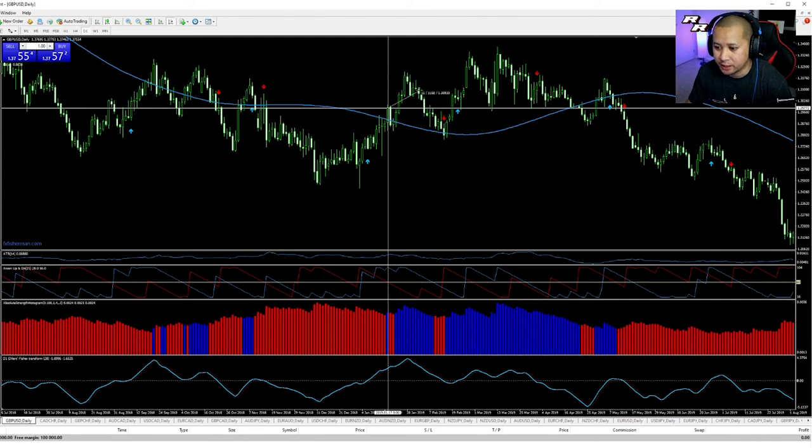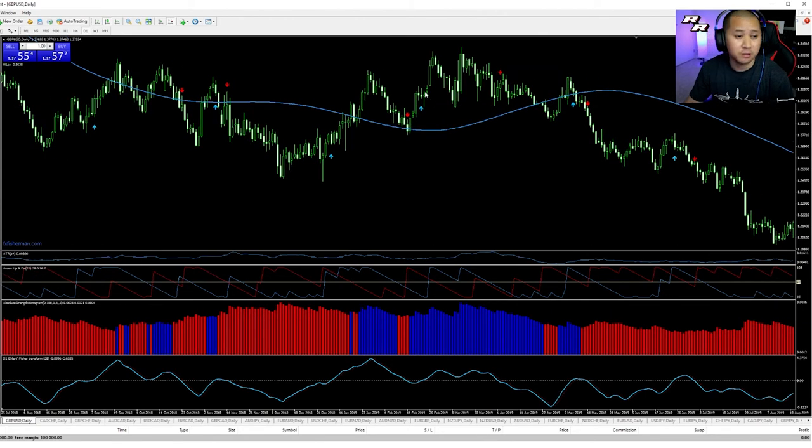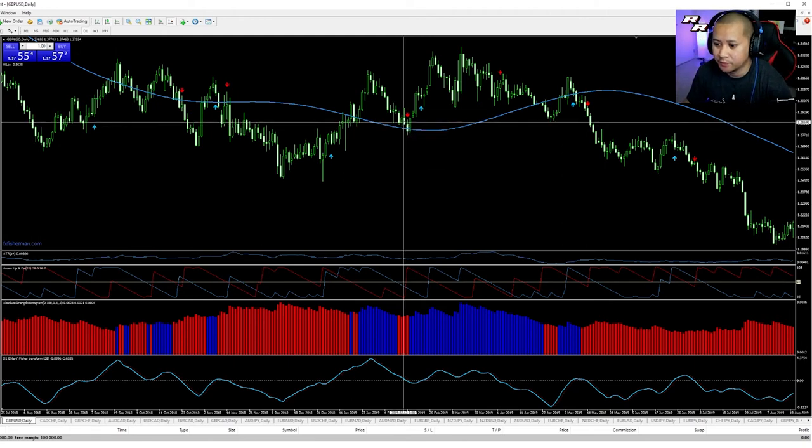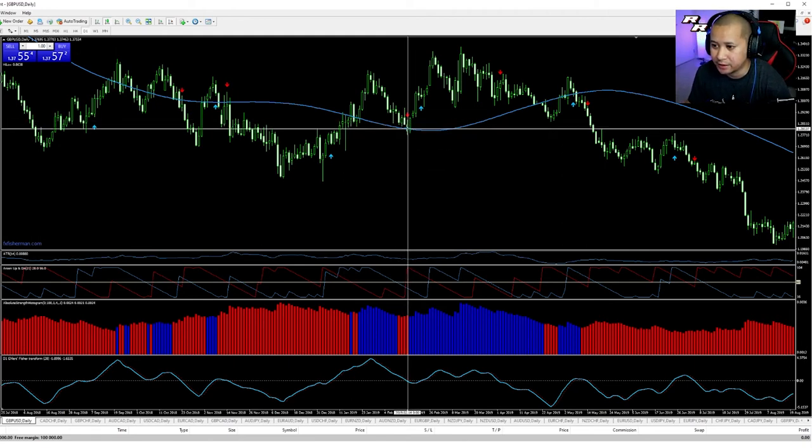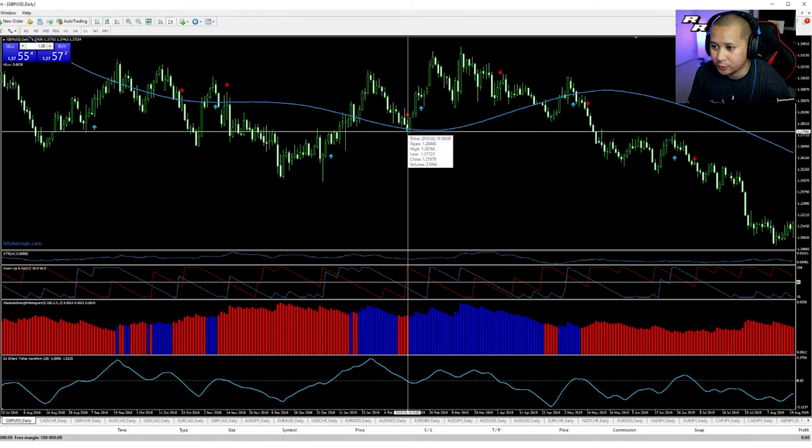Yeah, even though we got 2 red candles. So far, the algorithm looks like it's doing pretty well. And then this happens right here. Ooh, we would have got in right here.